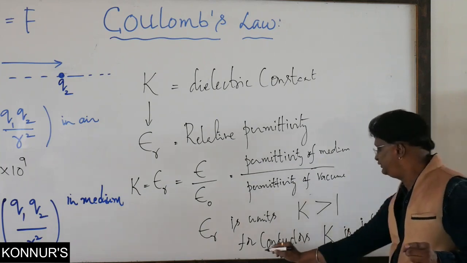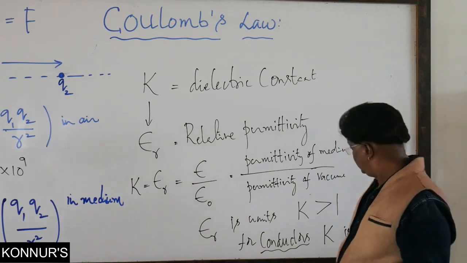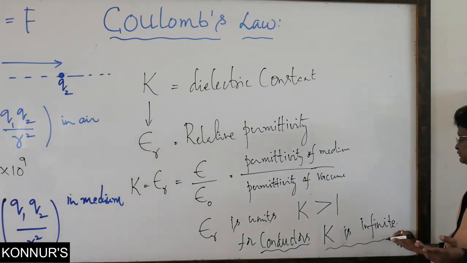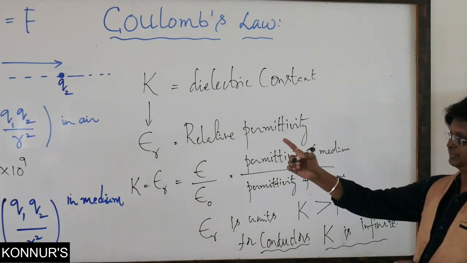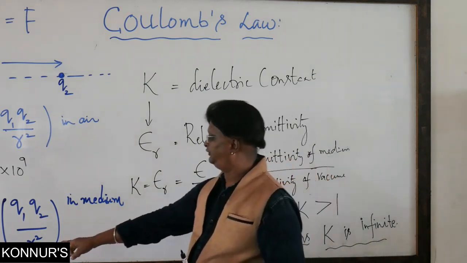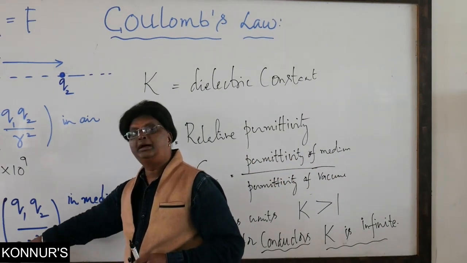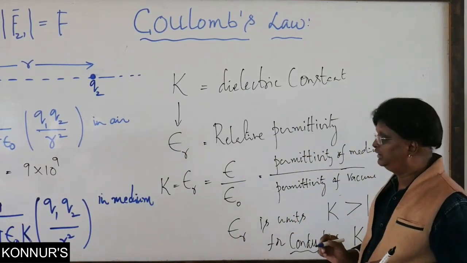K is infinite for conducting mediums such as metals. Therefore, when you look at those two expressions of F and F dash, the difference, as you can see, is the denominator term, the dielectric constant. Therefore, what do you observe here?